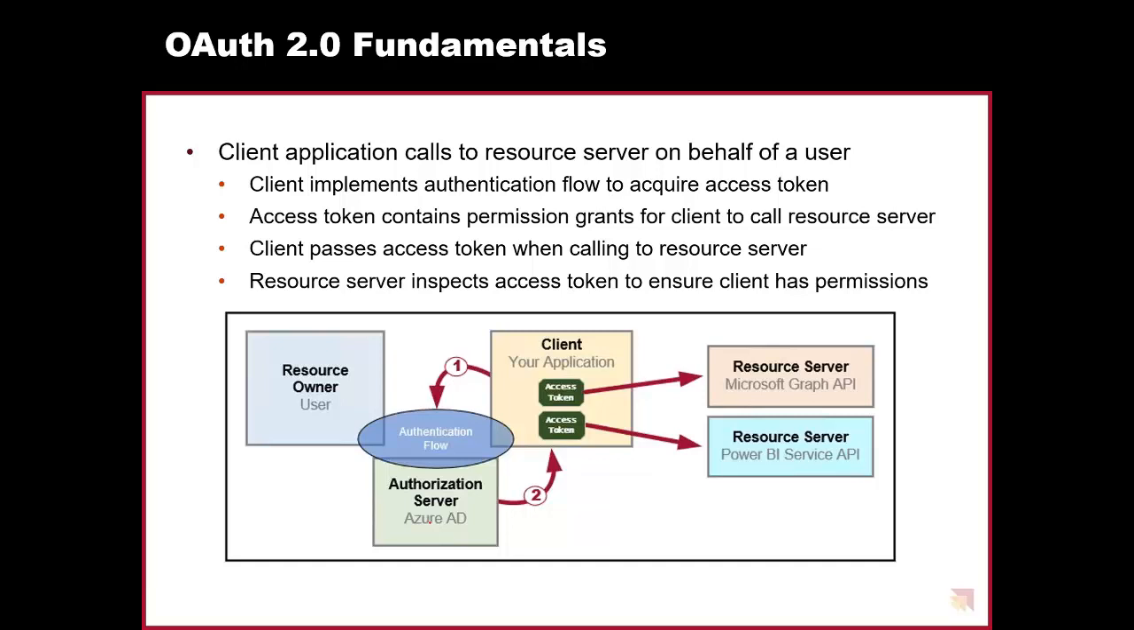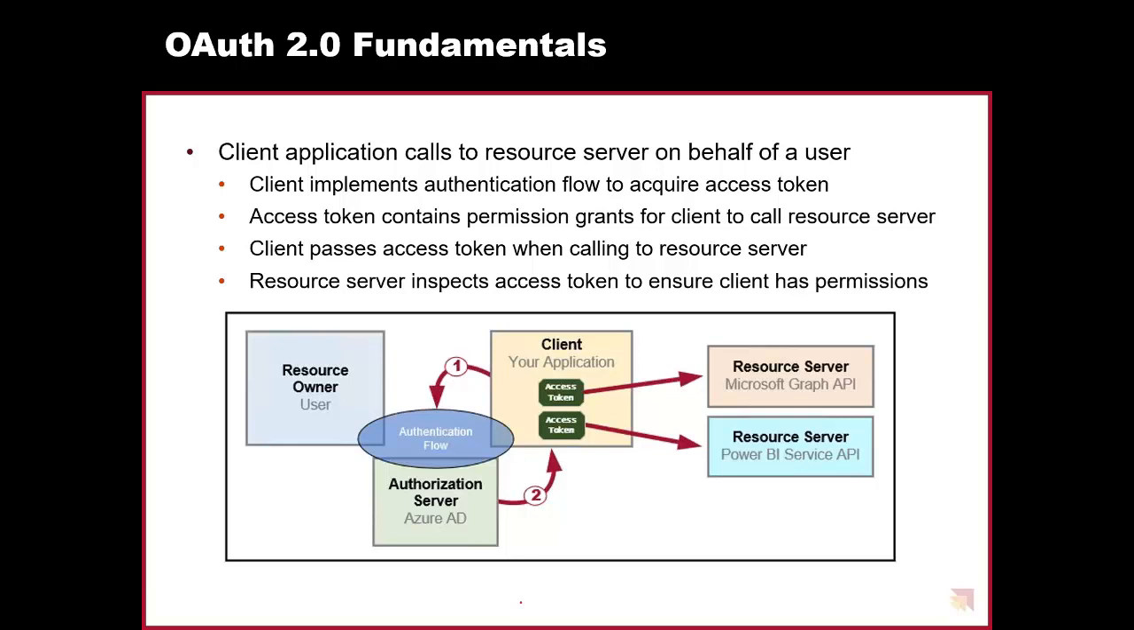Now, as part of the process of acquiring an access token, OAuth has us go to this thing which is the authorization server. And in our case, that's going to be Azure Active Directory up in the cloud. And we implement what's called an authentication flow. And the whole purpose of an authentication flow is to get the access token to your client application. Now, there have to be many different types of authentication flows because there are many different types of client applications.